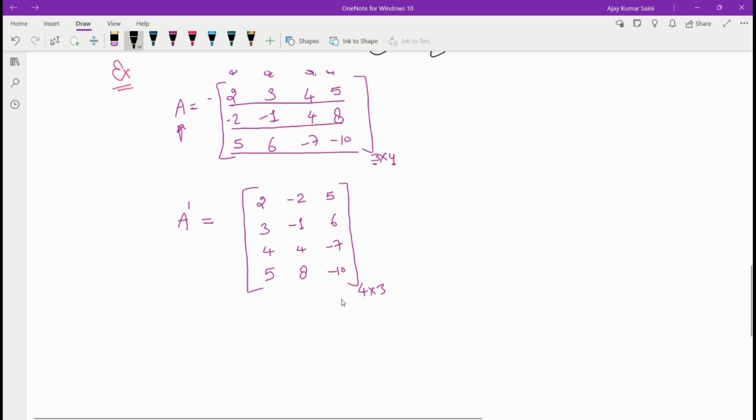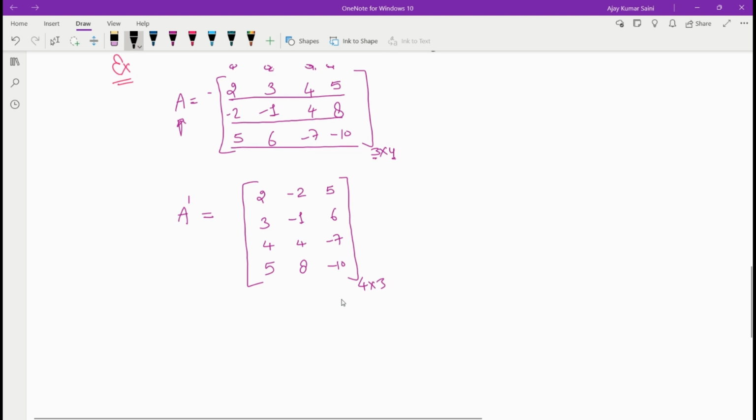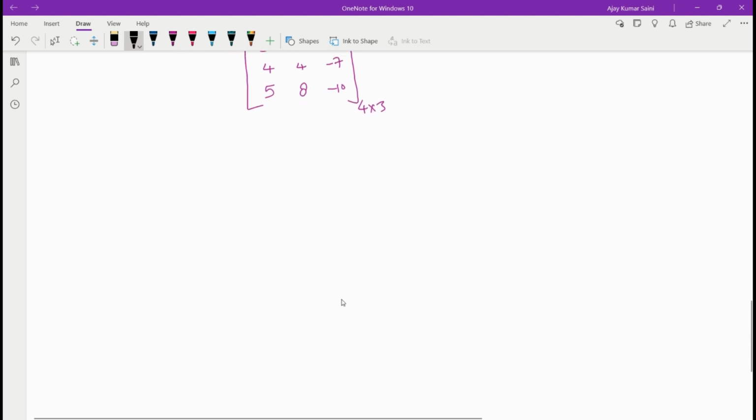If you want to know about this, you can see our previous video. Now I describe another topic of mathematics which is related to matrix. Today this is topic number 4. This topic is related to the determinant of the matrix. So let's start.